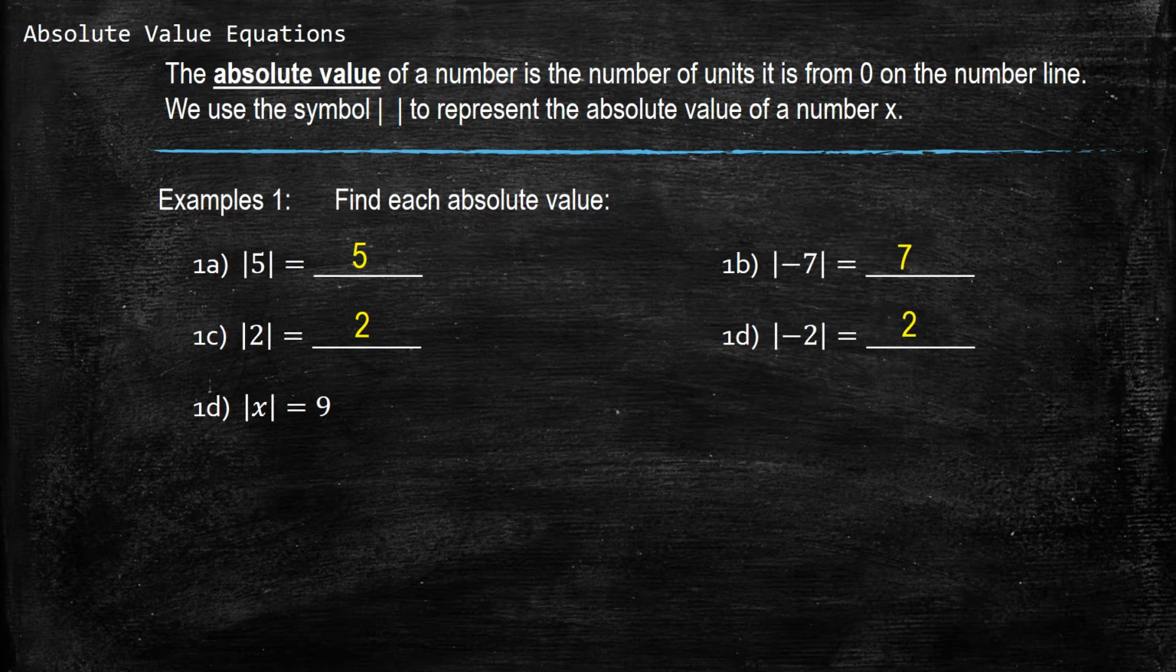the distance from 0. So whenever we have a problem such as the absolute value of x, or the absolute value of a variable, equal to a number, you have to remember to account for both the positive and the negative number that have the same distance. So x is equal to 9 or x is equal to -9.